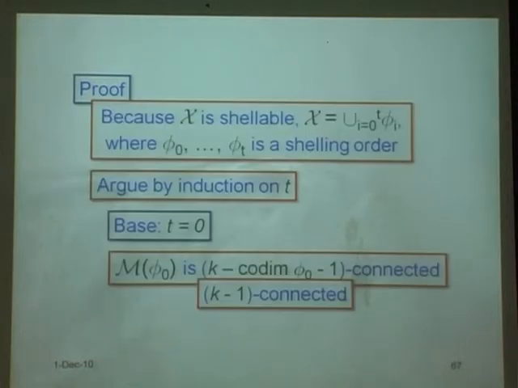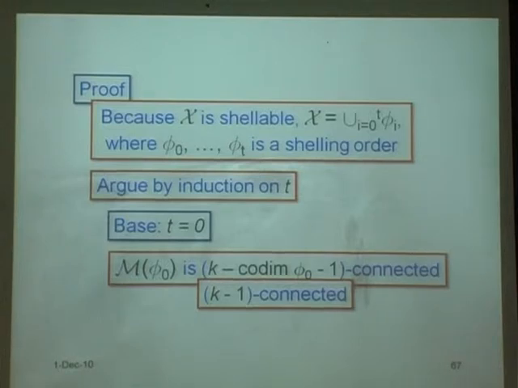Oh, because our hypothesis is that this is a single simplex. So M applied to a single simplex is k minus the codimension of that simplex minus 1 connected. And the codimension is the difference between the dimension of the simplex and the dimension of the complex where it lives. But this is a facet, meaning it has maximal dimension, which means that the codimension is 0. So this quantity here is 0. Again, just by hypothesis, because it's a facet.